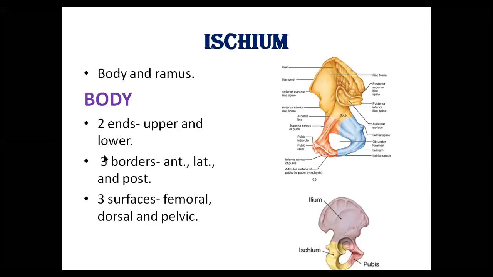I hope you understood the three borders and three surfaces of the body. Okay, now again let me share my PowerPoint. So I hope you understand now the upper end and the lower end of the body. Three borders: anterior, lateral and posterior. Three surfaces: femoral, pelvic and dorsal surface.